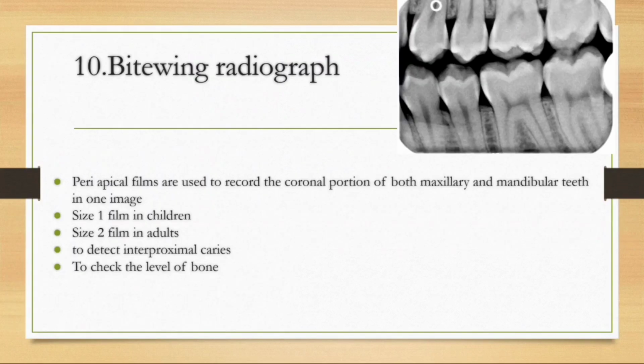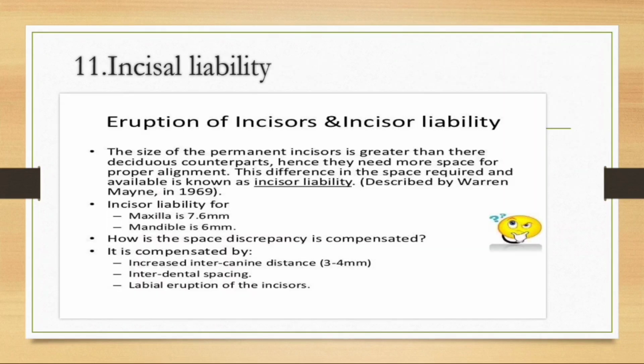Now we have the bite wing radiographs, that is, films used to record the coronal portion of both maxillary and mandibular teeth in one image. Okay, you can see the maxillary and mandibular teeth in one image, which is basically used for identifying interdental caries. So size 1 film is used for children and the bigger size 2 film is used in adults. And also we can check the level of bone.